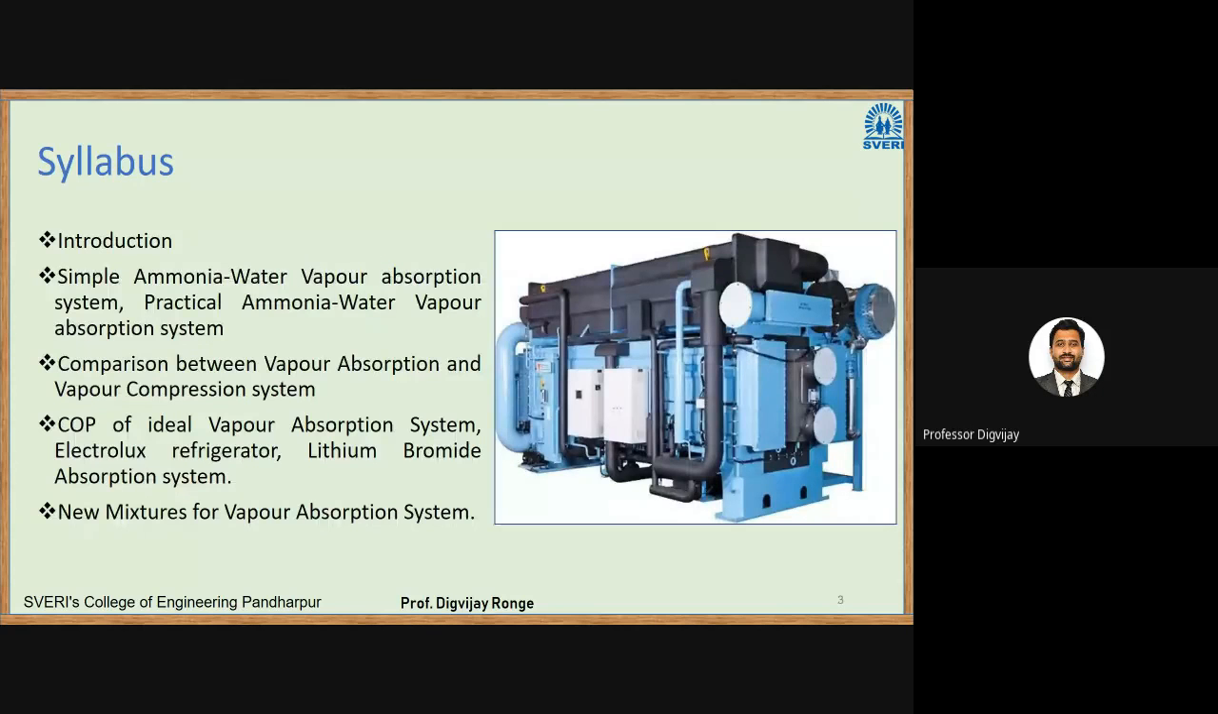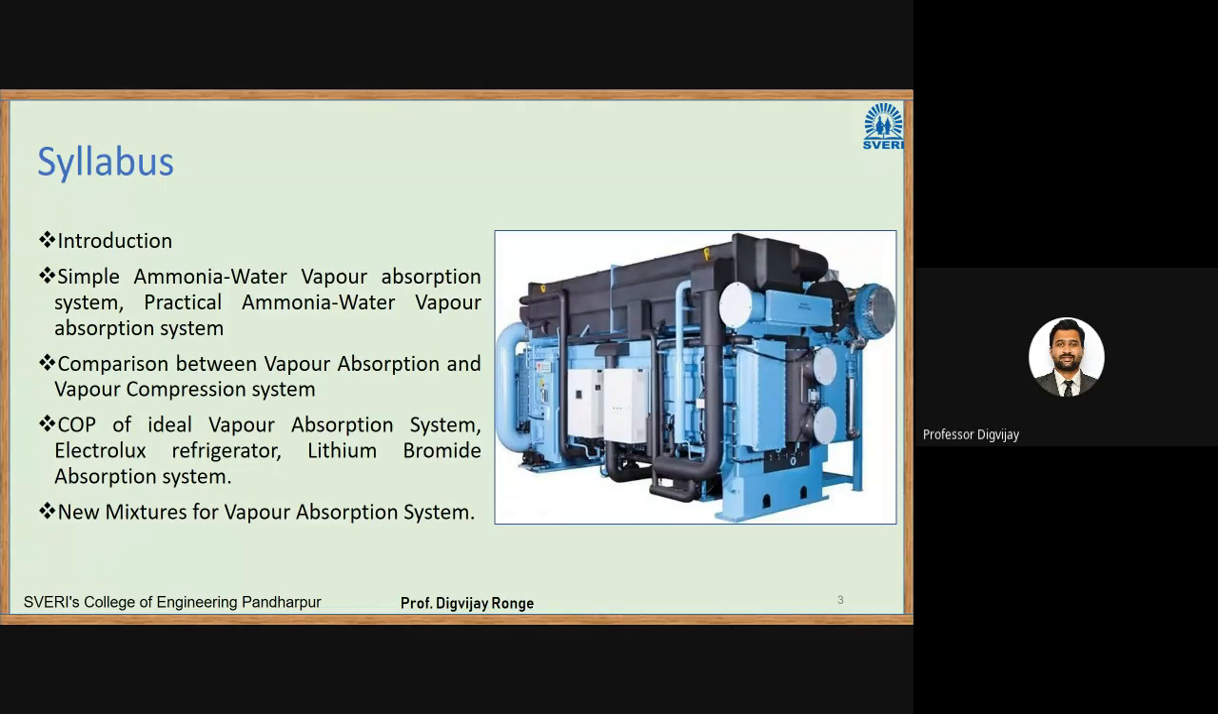This is the syllabus. It will start with the introduction, and then we'll see the simple vapor absorption system, taking the example of ammonia and water. Ammonia is a refrigerant, and water, in this case, will be the solvent or absorber. Then a practical ammonia water vapor absorption system, and a comparison between vapor absorption and vapor compression systems. Then there is a small derivation for the COP of an ideal vapor absorption system, then the Electrolux refrigerator and the lithium bromide absorption system.